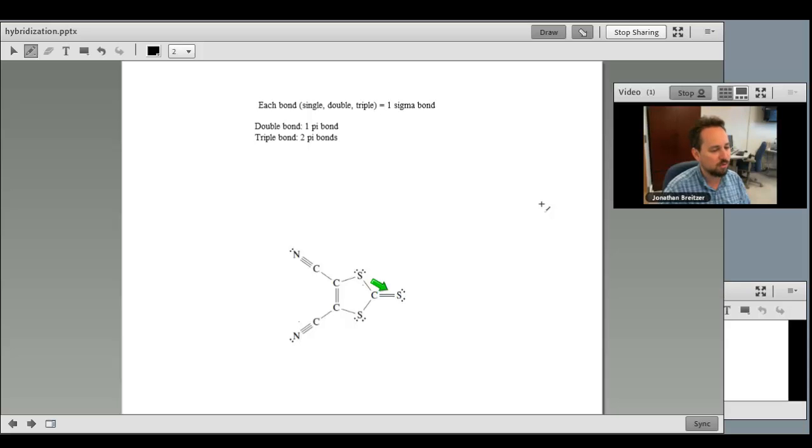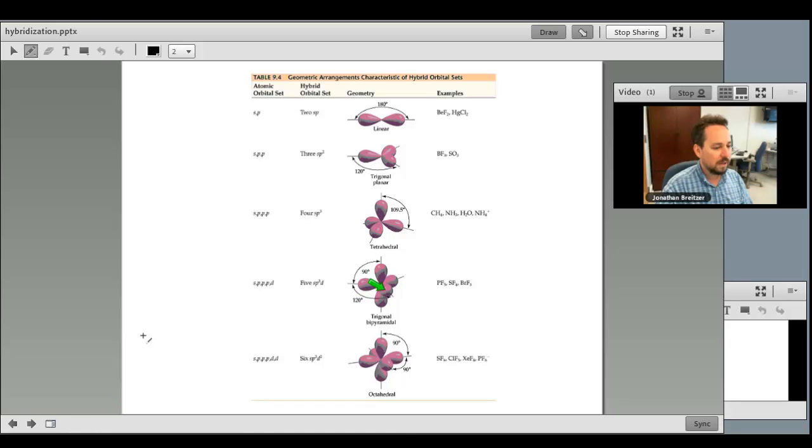Now if you count the total number of lines in this molecule, the total number of bonds, 1 for sigma, 2 for pi, 1 for single, 2 for double, 3 for triple, you should find there are 16. Yes, there are 16 bonds, but 10 of them are sigma bonds, and 6 of them are pi. Remember, count each bond as a sigma bond, and then if it's a triple bond, count it as 2 pi bonds. If it's a double bond, count it as 1 pi bond. 2, 4, 5, 6.